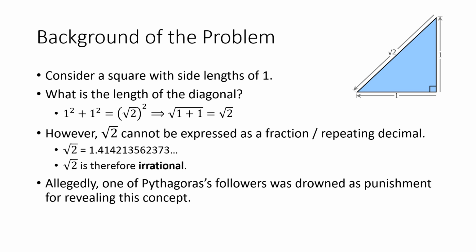Now, allegedly, the student who presented this problem was thrown overboard a boat and drowned, but that's a story for another time. So now here's the proof of why you can't express the square root of 2 as any fraction of integers. This type of proof is called proof by contradiction, where we initially assume that the opposite is true and then try to deduce why the logic doesn't work.